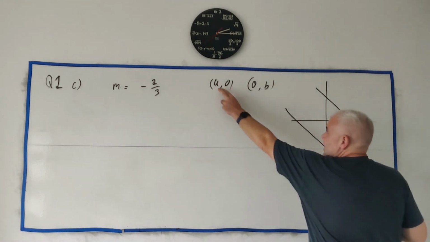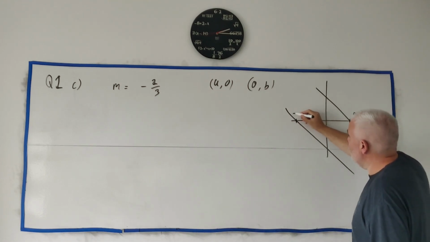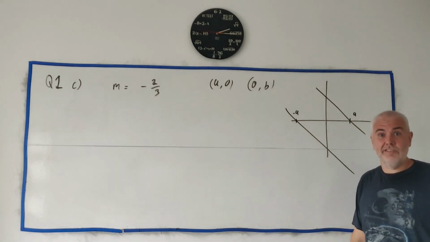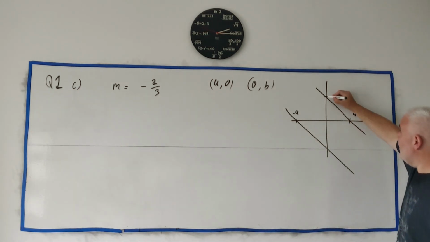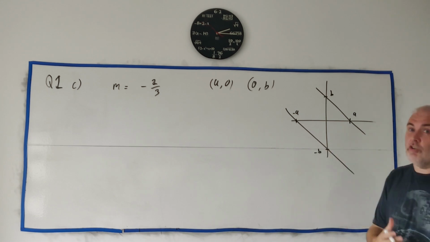This a here, this x value, we'll put in a here. It could be plus a, or it could be minus a, because they never told us. Just told us it's a. This b here could be a plus b or a minus b. So that's where your 2 lines come in.